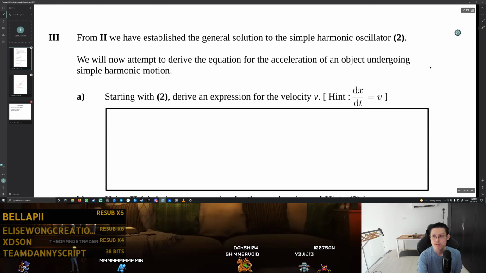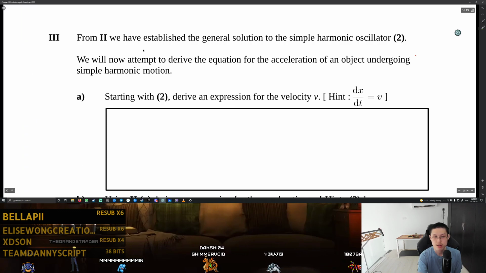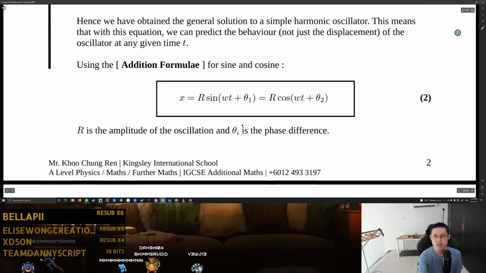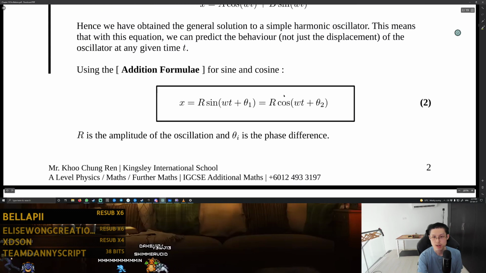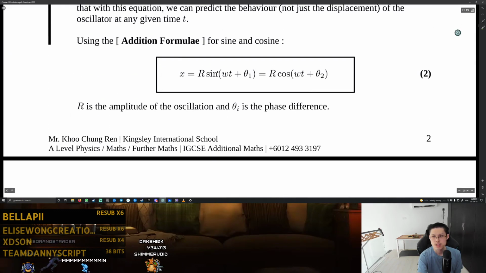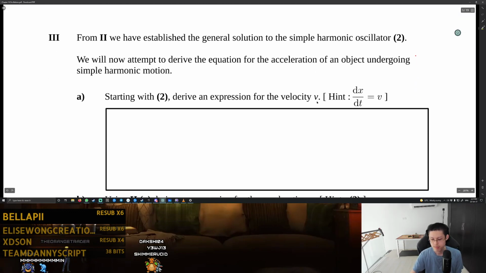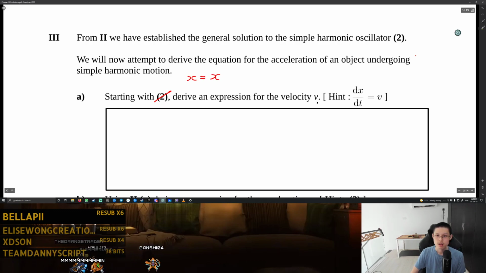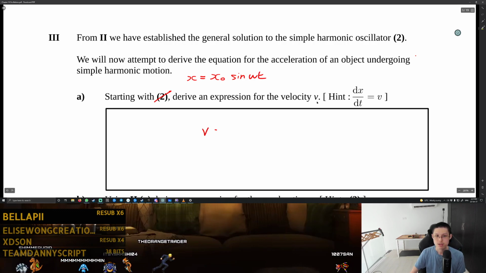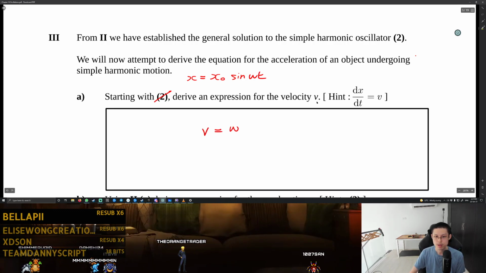Okay, so let me just walk you through what to write for this one. So for part 3, starting with 2, derive an expression for the velocity v. So 2 is this one. Instead of using this one here, let me just make some slight modification. Instead of starting with 2, let's say we start with x equals x naught sine omega t. So that means v would be omega x naught cos omega t.